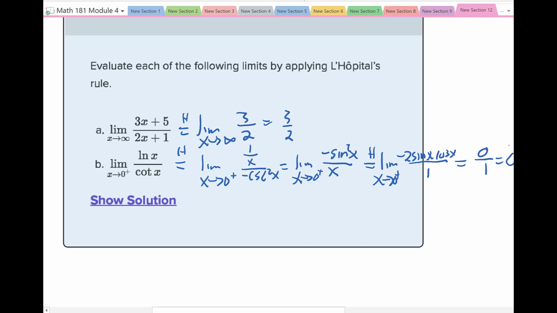This is one of those cases, by the way, the infinity over infinity, which infinity is bigger? And so in this case, the bottom infinity is bigger than the top infinity, so it drowns it out.